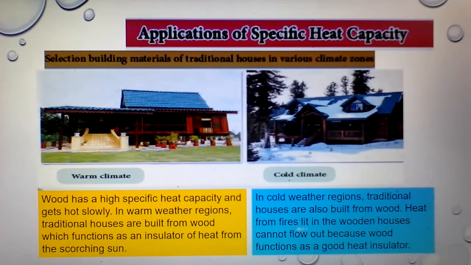Okay, for the cold climate, in cold weather regions, traditional houses are also built from wood. Heat from fires lit in the wooden houses cannot flow out because wood functions as a good heat insulator. Normally the material with high specific heat capacity functions as a good heat insulator, like plastic, wood, and so on.